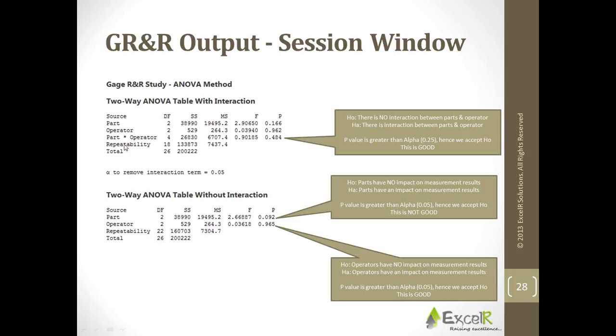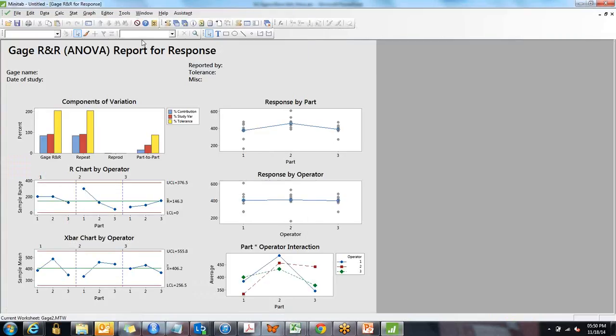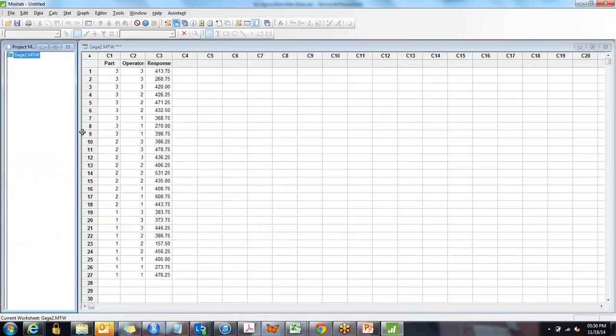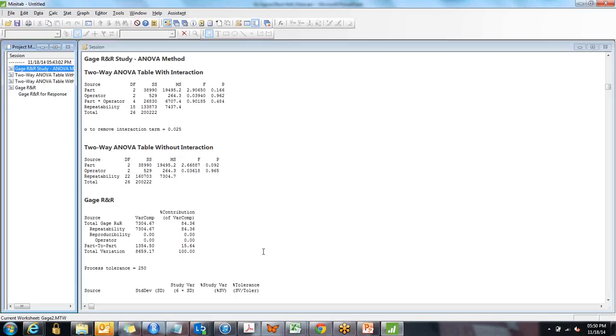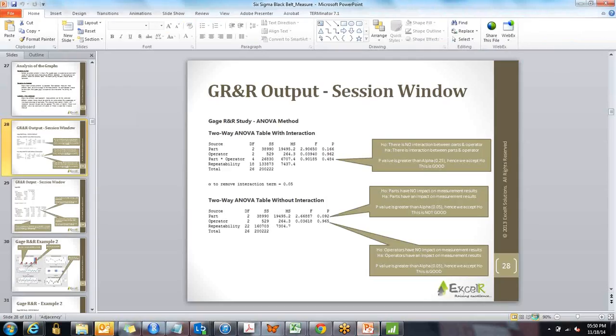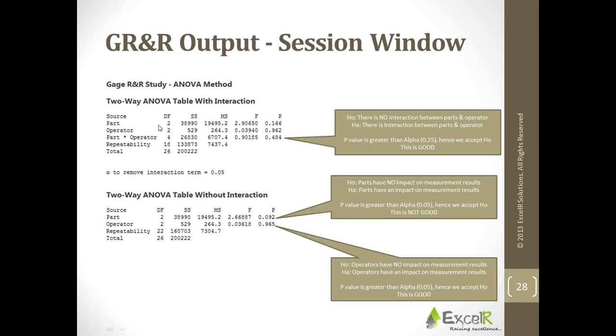Here is the chart. The first one is the two-way ANOVA table with interaction. So we have a value called 0.484. Here, H0, that is the null hypothesis, comes from the two-way ANOVA table with interaction. Yeah, this is there in Minitab itself. The thing that we have generated has given these results. I have just simply put them there, and then I'm explaining each and everything in detail.